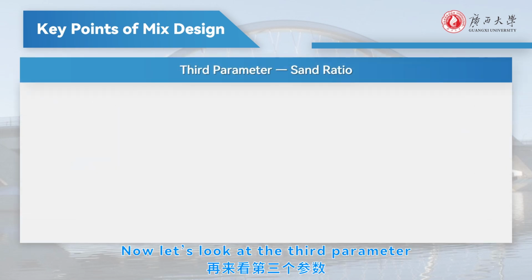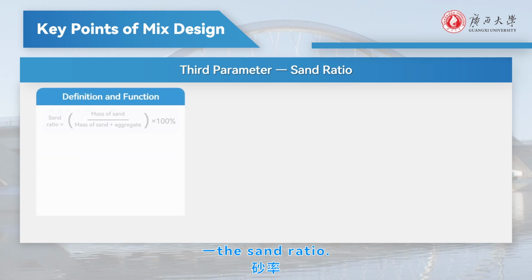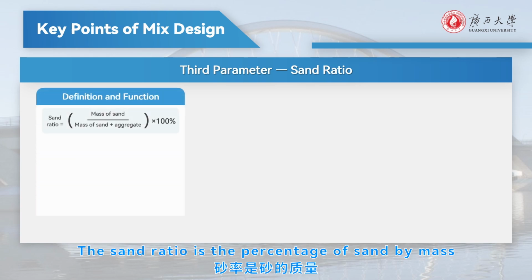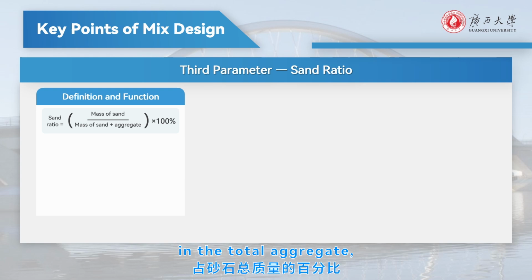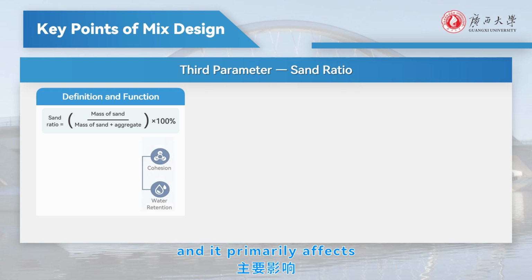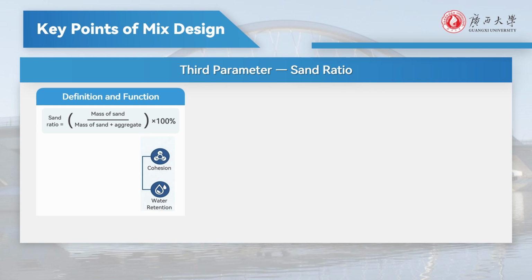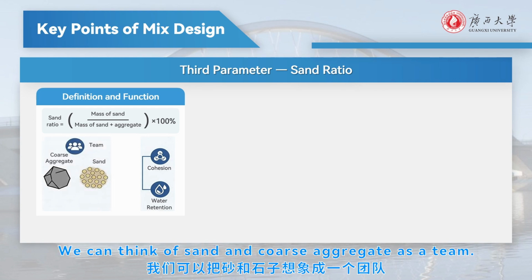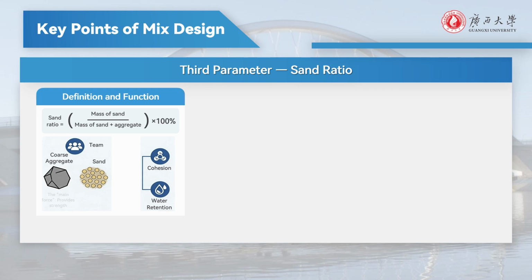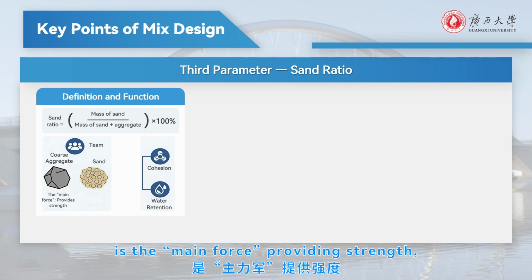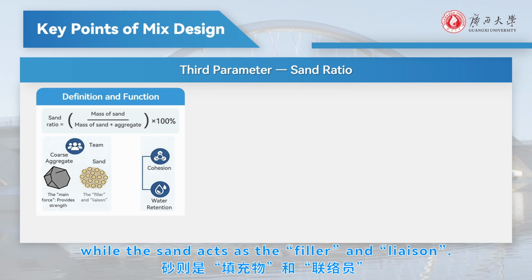Now let's look at the third parameter, the sand ratio. The sand ratio is the percentage of sand by mass in the total aggregate, and it primarily affects the cohesion and water retention of the concrete. We can think of sand and coarse aggregate as a team. The coarse aggregate is the main force providing strength, while the sand acts as the filler and liaison.